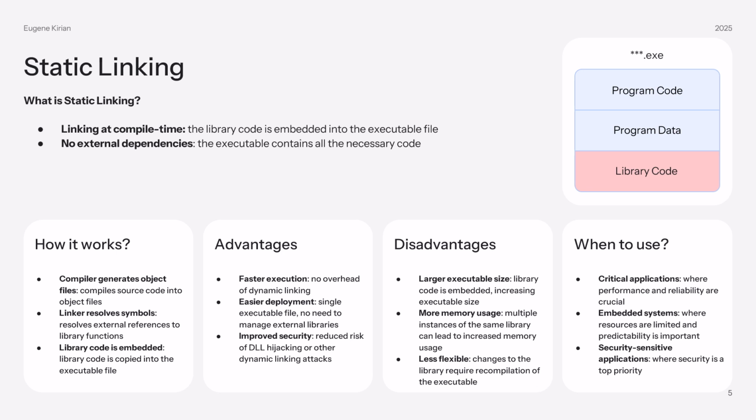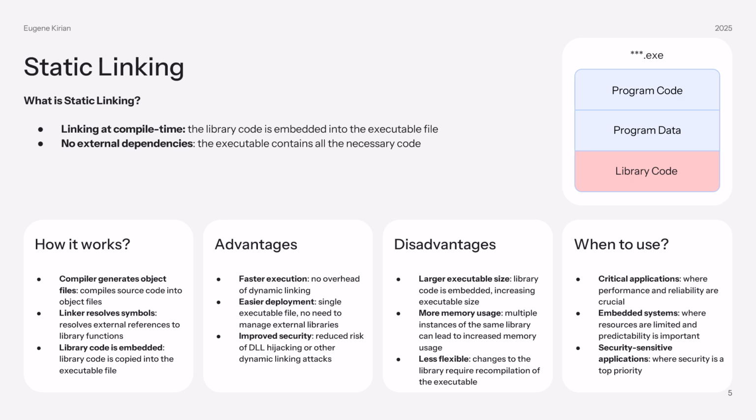Static linking embeds library code into an executable file at compile time. This approach offers several benefits, including faster execution and improved security, since the executable contains all the necessary code. Key advantages of static linking: faster execution due to no dynamic linking overhead, easier deployment with a single executable file or fewer dependencies, improved security by reducing the risk of DLL hijacking.